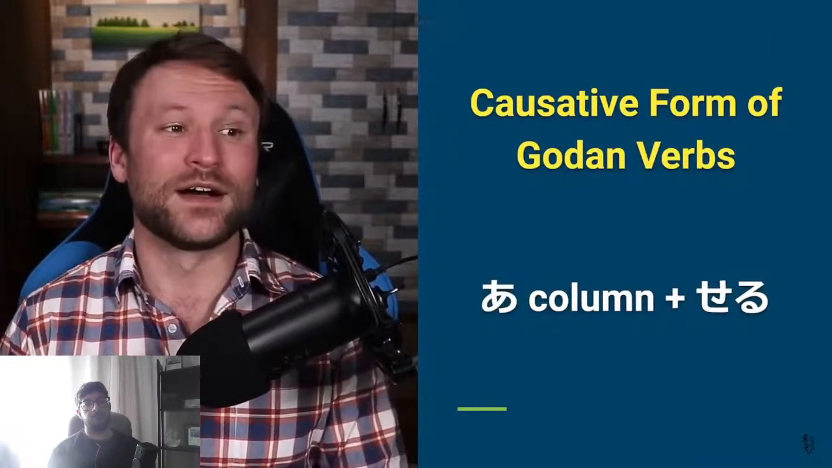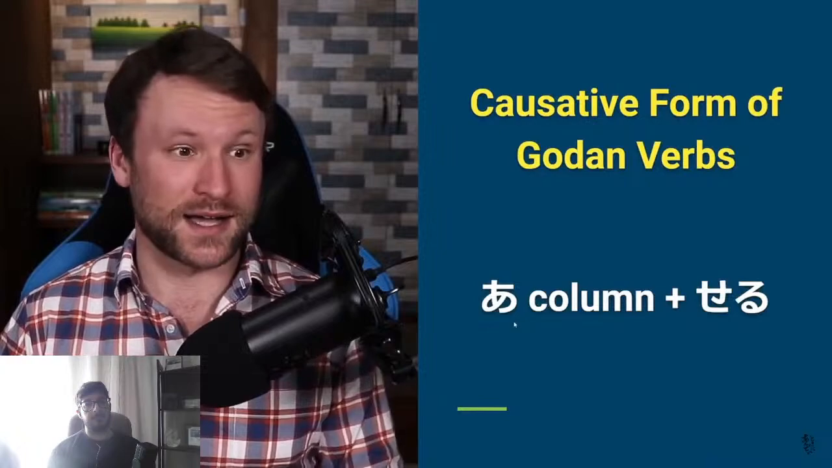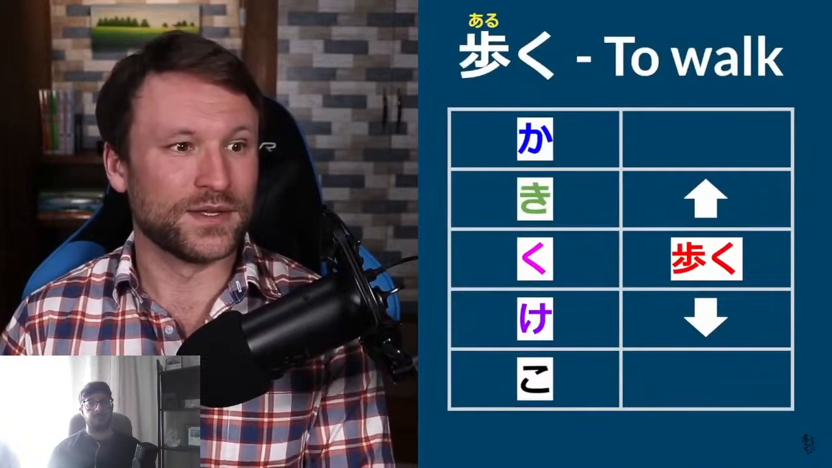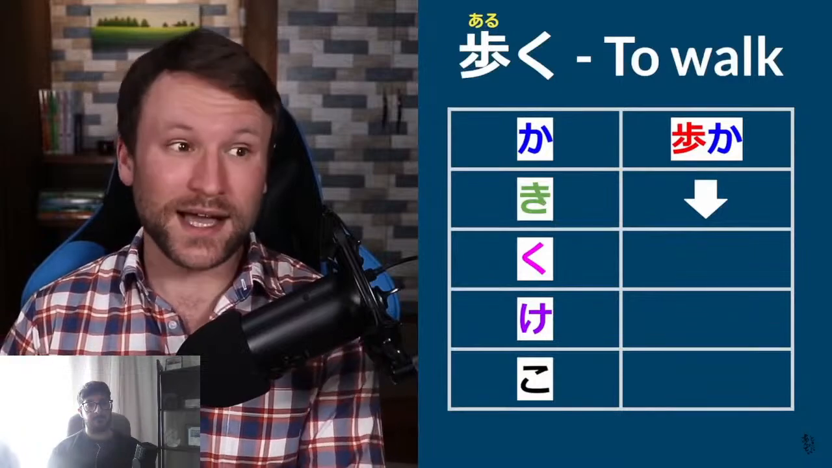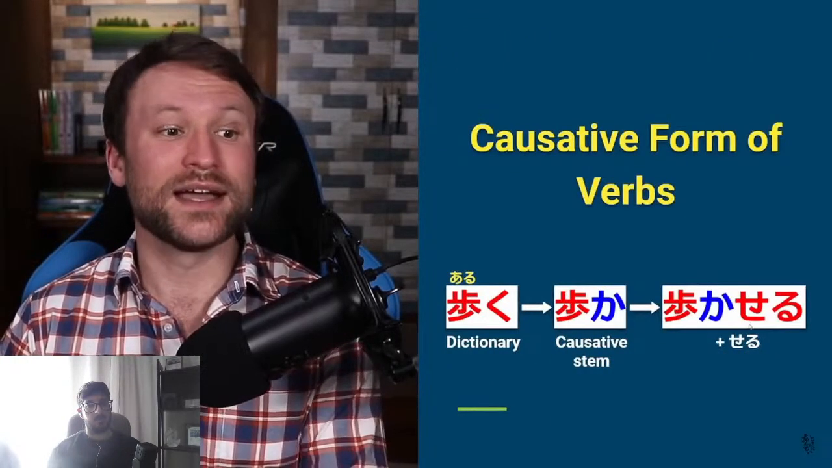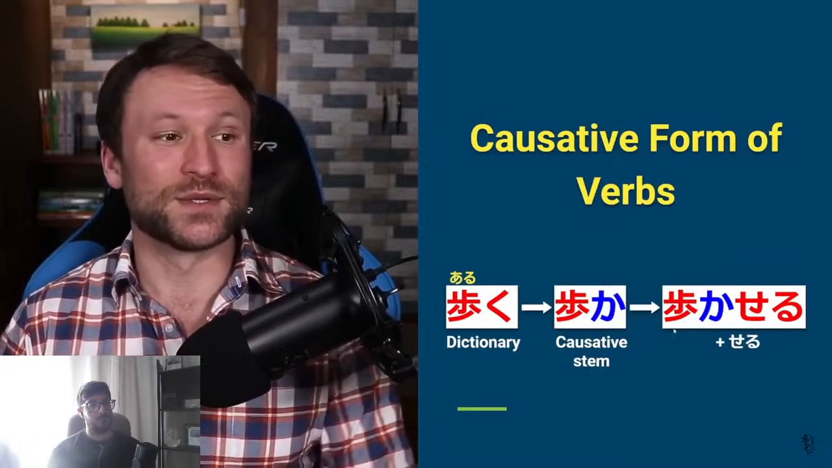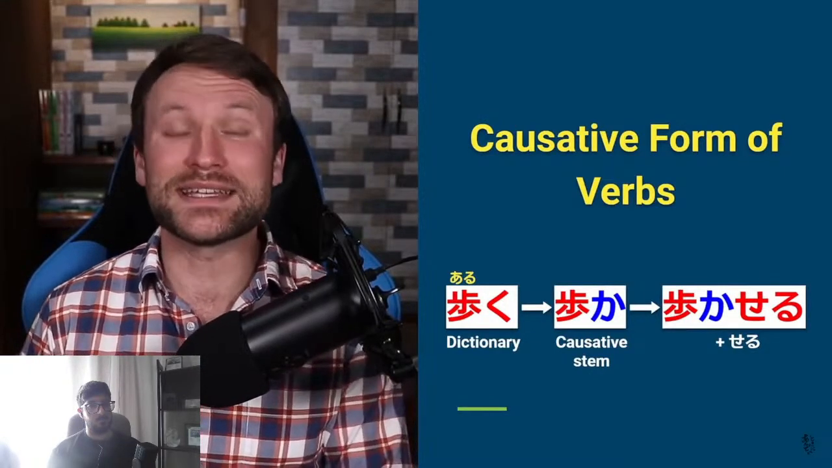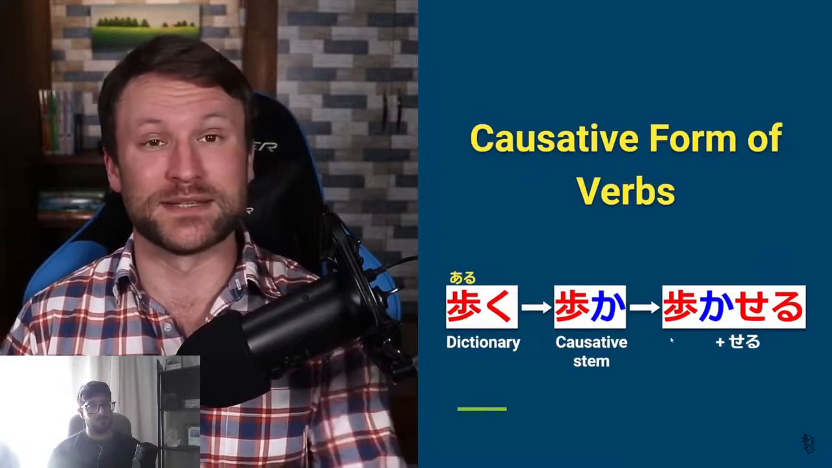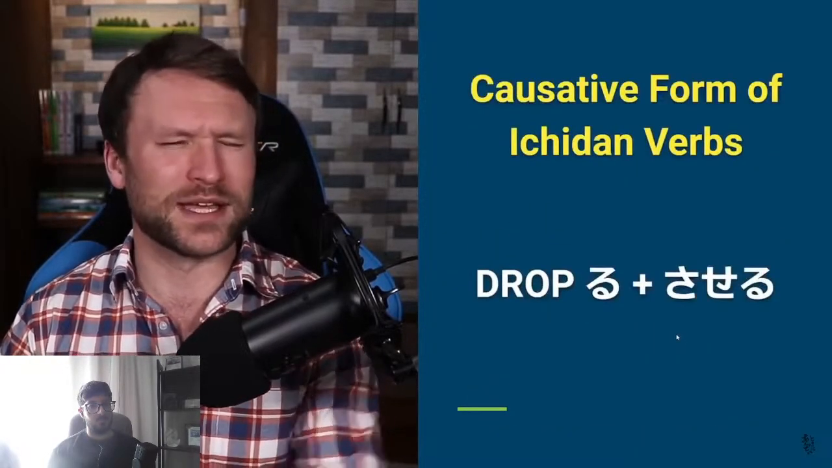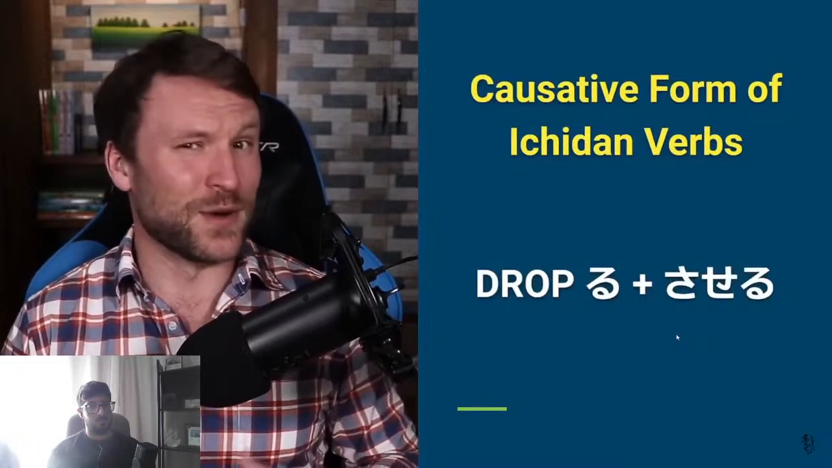The causative form of Godan verbs is the a column. So we go up to the a column and add seru. We basically go up to aruka and then add seru. Arukaseru. So to make someone walk or to let someone walk is what the causative is. To cause someone to walk. And it can also mean to let, but we'll get to that in a minute. Let's just keep going over the conjugations first.